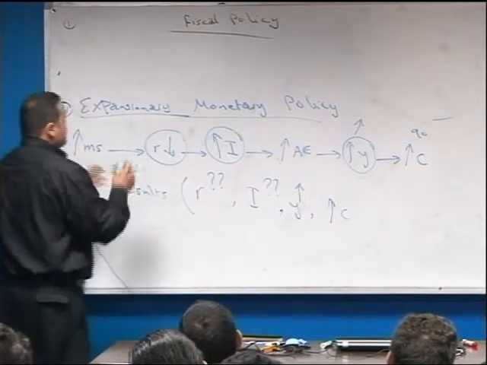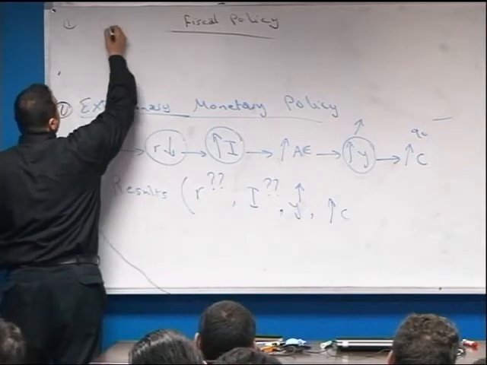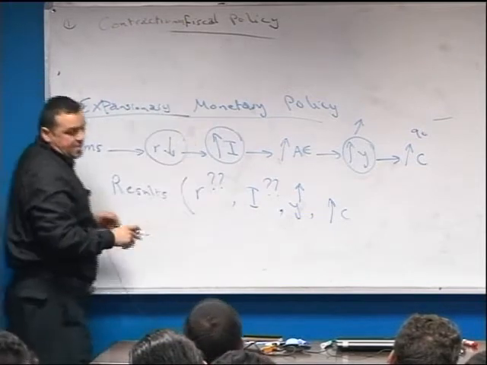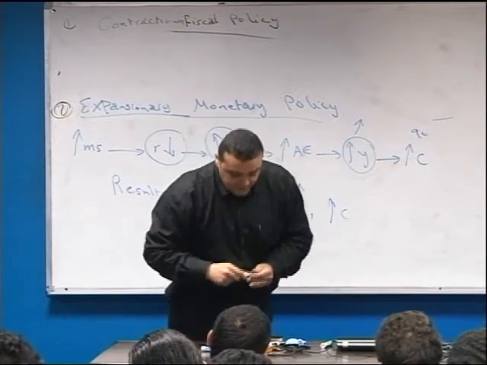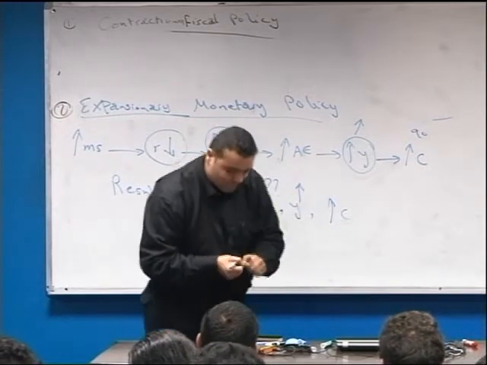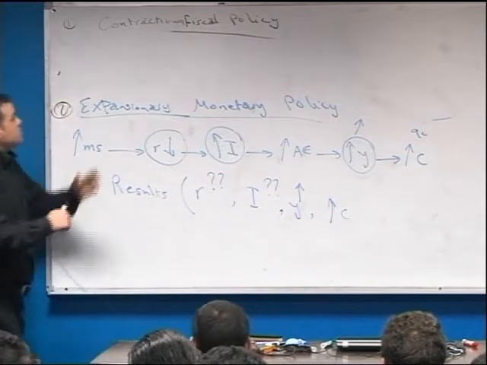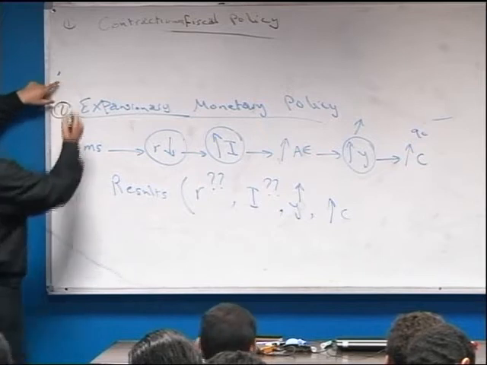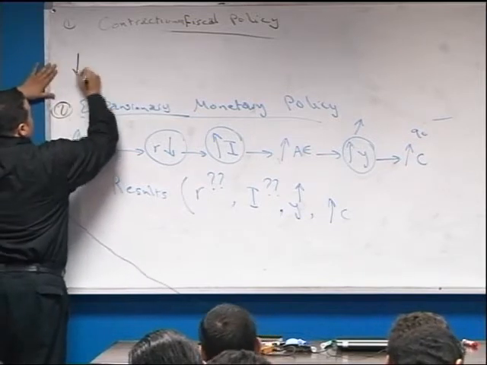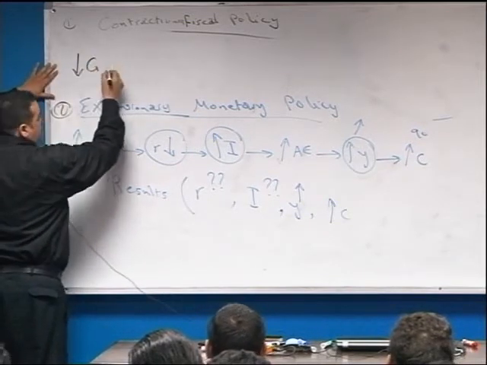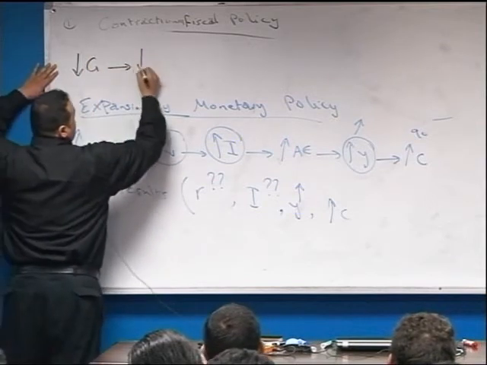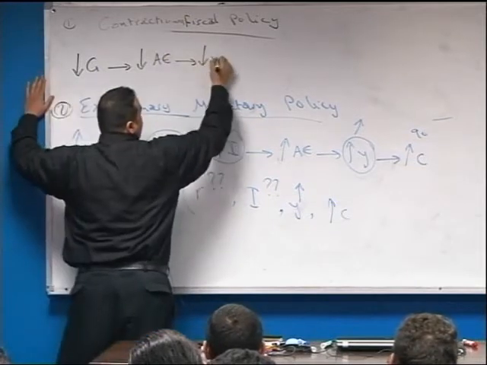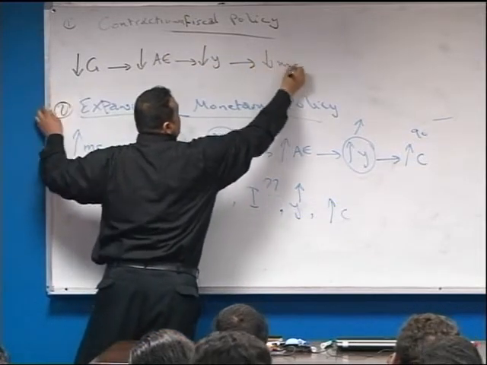So the assumption is let's use the contractionary fiscal policy with expansionary monetary. Here, when we use a contractionary fiscal policy, for sure there is a decrease in government spending, or an increase in taxes. This leads to a decrease in aggregate expenditure, and then a decrease in Y and a decrease in money demand.